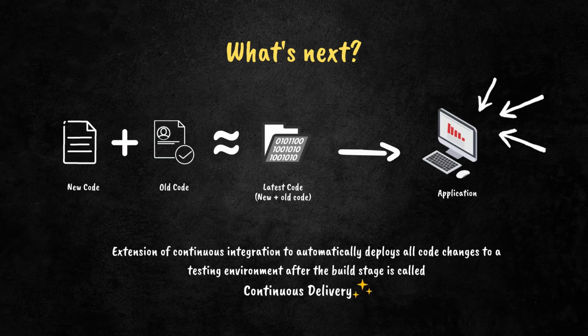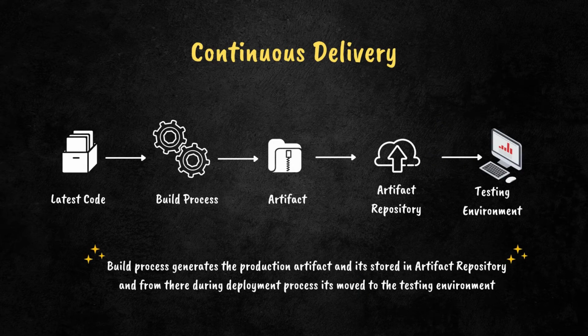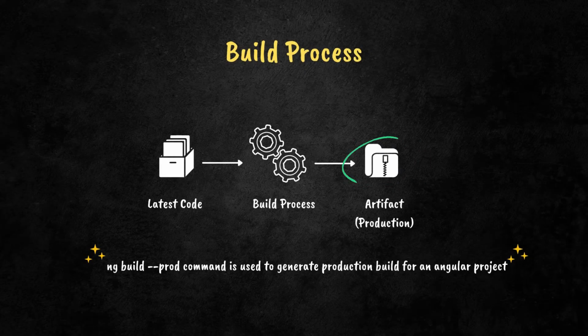Now that our code has been integrated with the main branch, the extension of the continuous integration step is to build the latest change and automatically deploy it to a testing environment. The latest code from the repository undergoes the build process to create the artifact. The build process is configured based on the nature of the project. If it's an Angular project, the ng build command is used to generate the production artifact.